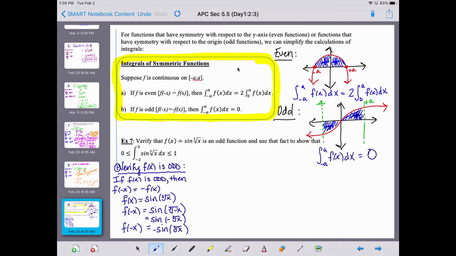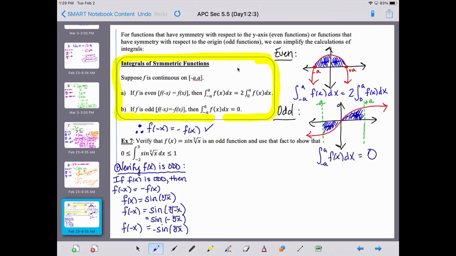So right below there at the bottom, I ran out of room, but at the bottom I would write my little therefore triangle of dots and say f of negative x is equal to negative f of x. Check, okay? So that's my verification that f of x is odd.